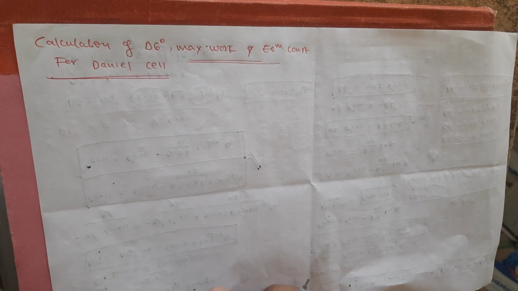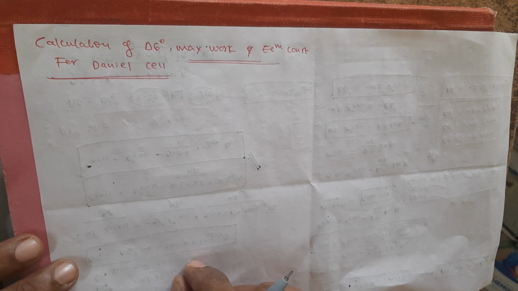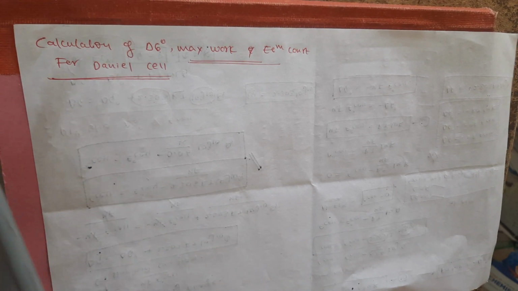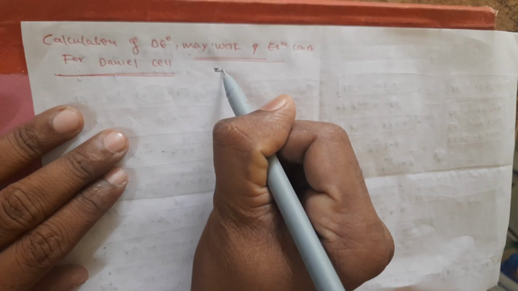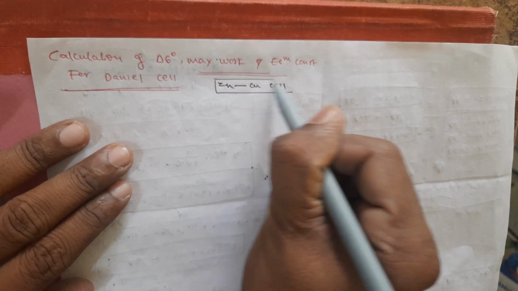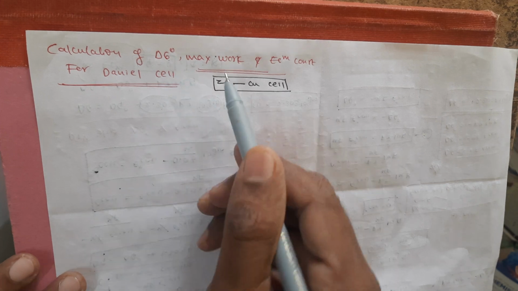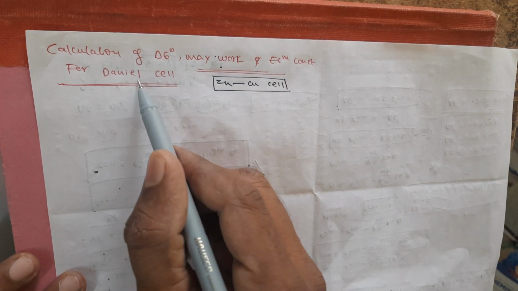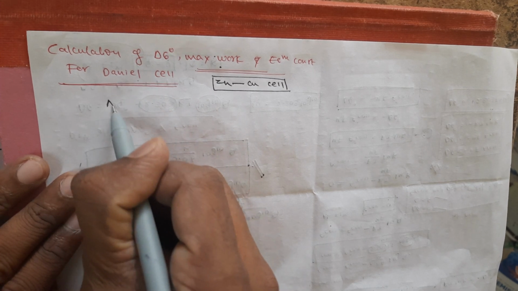So the next concept is calculation of delta G naught, maximum work and equilibrium constant for Daniell cell. The Daniell cell is nothing but the zinc and copper cell. So we are discussing the calculation of delta G naught, maximum work and equilibrium constant for the Daniell cell. First, the delta G naught calculation.